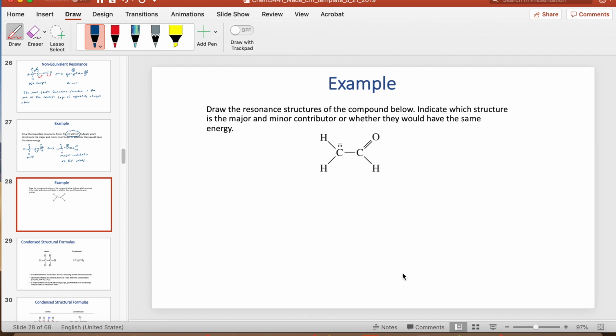Another example would be to draw the resonance contributors for the compound below. Again, we want to look for things like pi bonds and that type of stuff where we can move these electrons. So you should pause the video here and see what you can come up with.